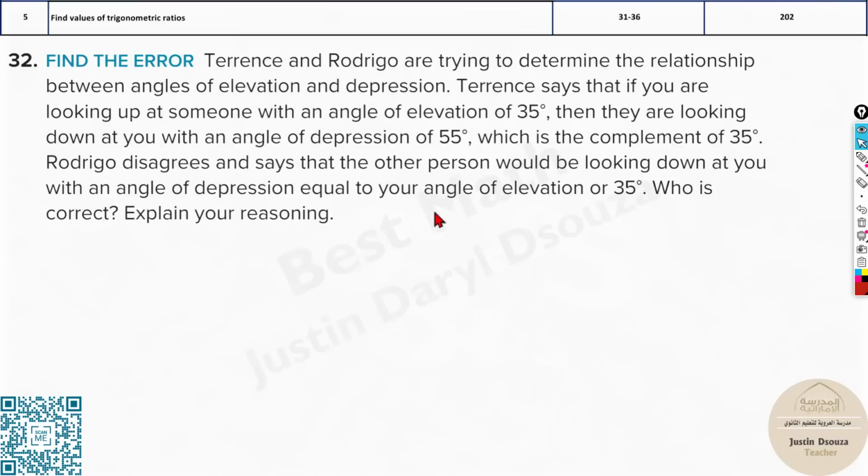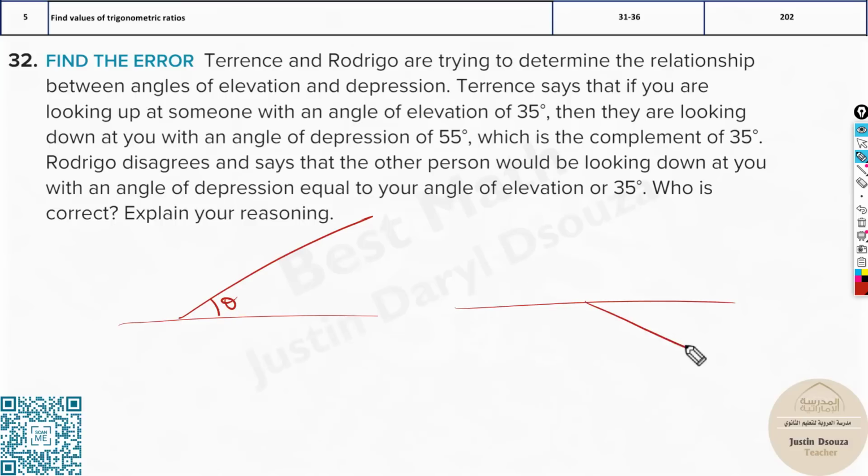Now we need to find the error. Terence and Rodrigo are trying to determine the relationship between angles of elevation and depression. Angle of elevation means this one from the base. This is the angle of elevation. If this is the base and then going down, this is the angle of depression.